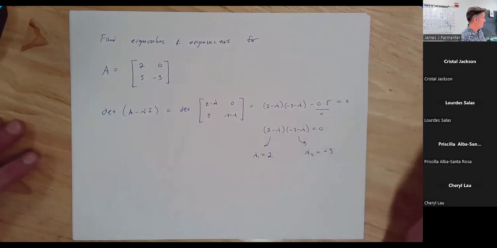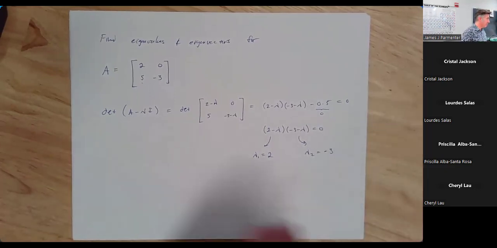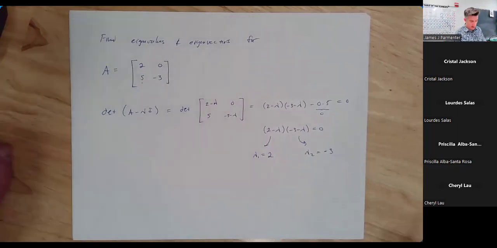Coincidentally, I happen to pick numbers that are the same eigenvalues as the previous example. That is just a coincidence. There's no reason they should normally be 2 and negative 3. I just was making something up on the fly.